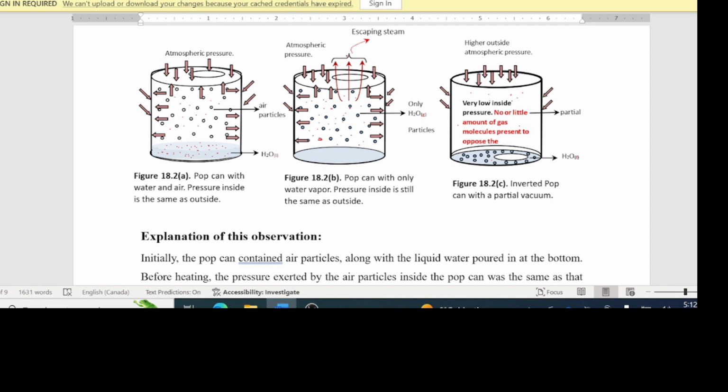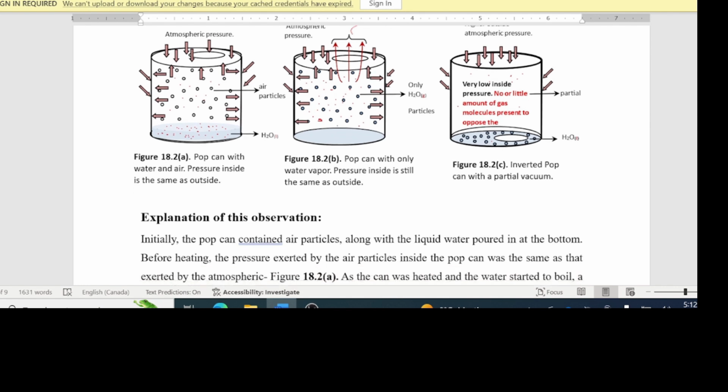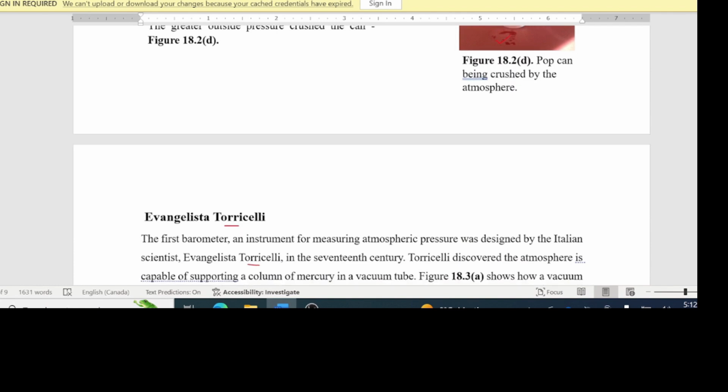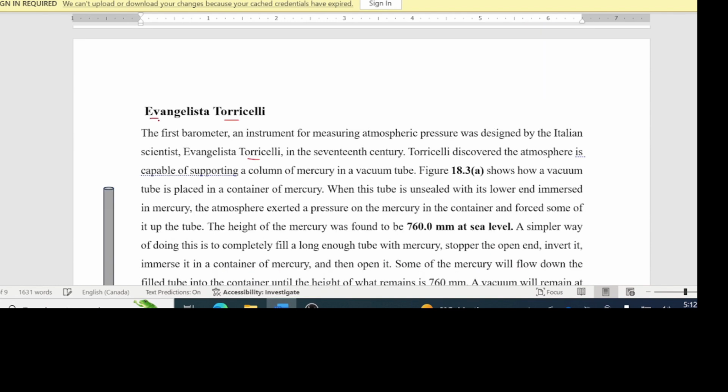When you invert this can now into the cold water, it causes the water vapor to condense, and when that happens, a vacuum is created, so there's nothing to push out against the atmospheric pressure, and that's why the can crushes. Now we're going to talk about Italian scientist Evangelista Torricelli.